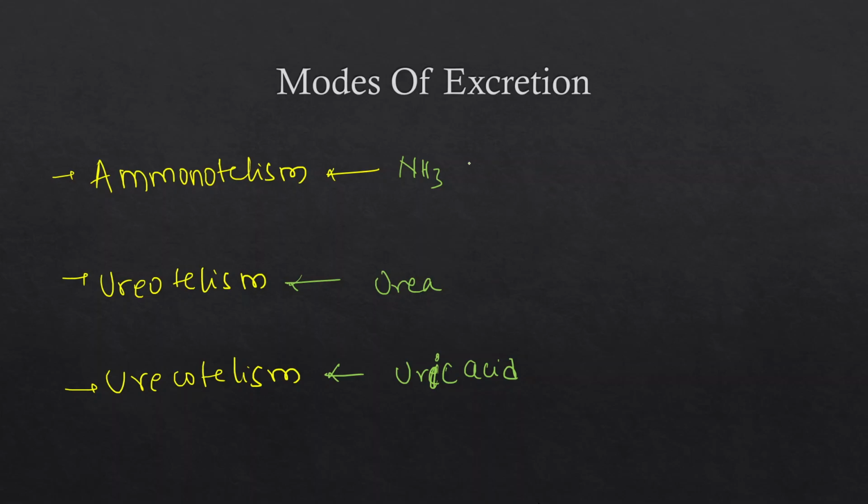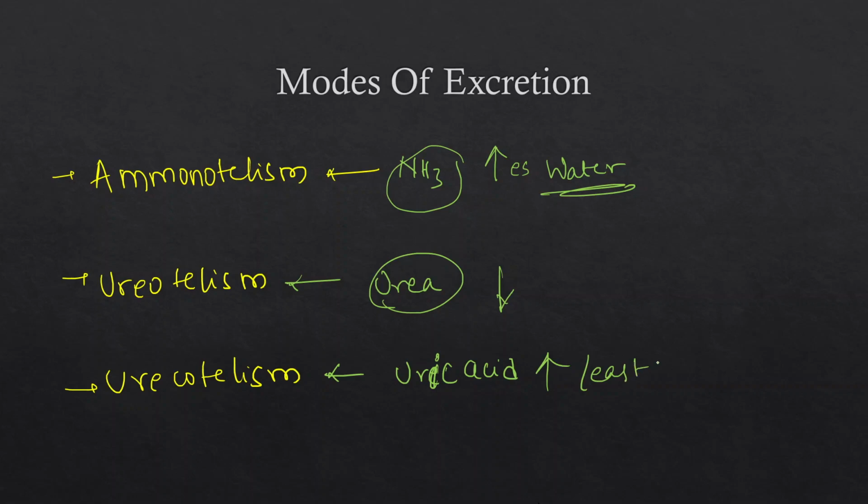First things first, ammonia requires much water, guys. It requires more and more amount of water. Urea, when compared to ammonia, requires less, but when compared to uric acid, it is more. Uric acid requires the least amount of water to get excreted.